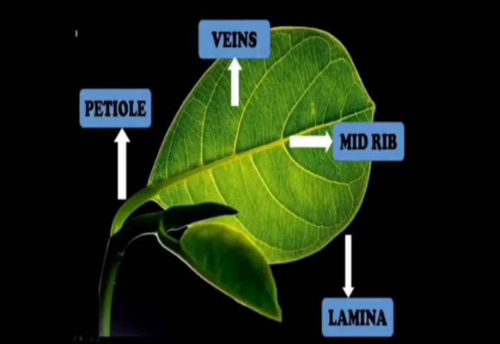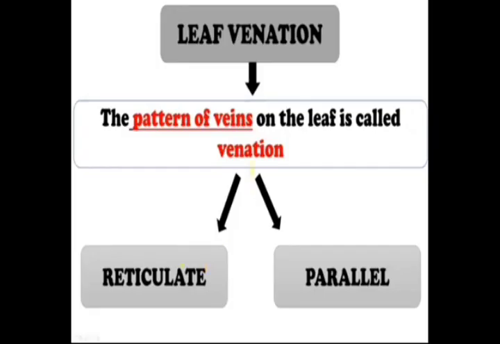Again I will tell you the different portions of the leaf: petiole, which is attached to the stem, these are the veins, this is the midrib, and the green portion is called lamina. I hope you understood the different parts. Now you have to learn leaf venation. The pattern of veins on the leaf is called venation. Mainly leaf venation is of two types: reticulate venation and parallel venation.